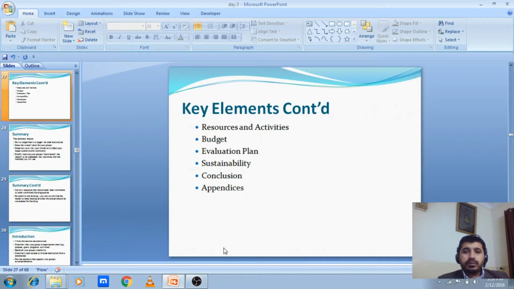Later we'll be discussing the budget, how you can make a more precise, to the point and effective budget. What is the evaluation plan? How will you sustain your project after completion of the project time? And then we'll conclude and discuss some points about what goes in the appendix section. We also call it appendices. So these are the key elements that will be discussed in this session.